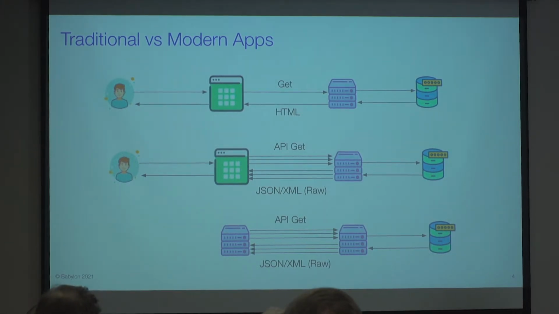And at the bottom, you see server-to-server calls, right? Instead of the client making a call, you can have another server, your partner, making a call to get that data, and they can use the data to display it in their app or process it in the way they want.